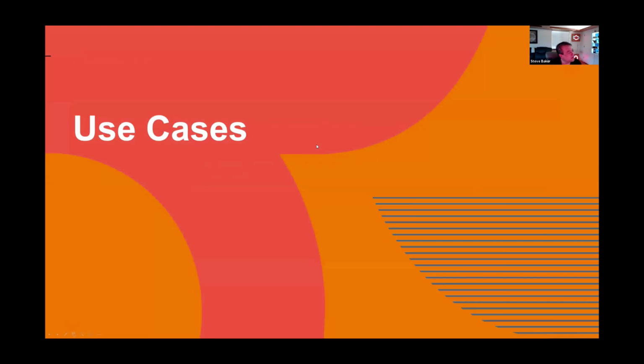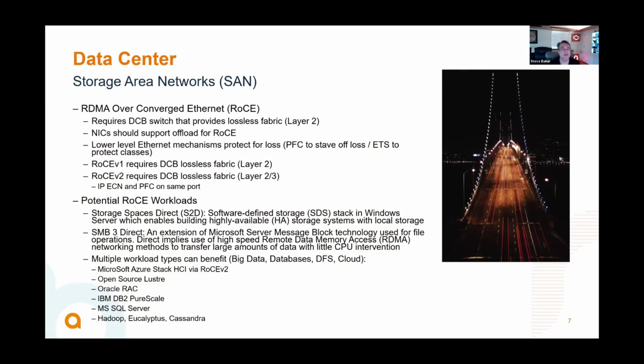With regards to use cases, let's talk about Ethernet-based storage area networks. With Ethernet-based storage area networks, we deploy these solutions using RDMA over Converged Ethernet. And this, of course, comes in both the V1 and V2 protocol. V1 requires the data center bridging protocol suite. And of course, V2 implies that there's a layer 3 hop in the network. These are the solutions where we're going to be using DCB, but we're also going to be leveraging this IP ECN protocol also.